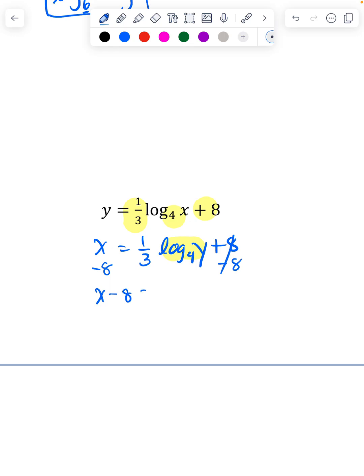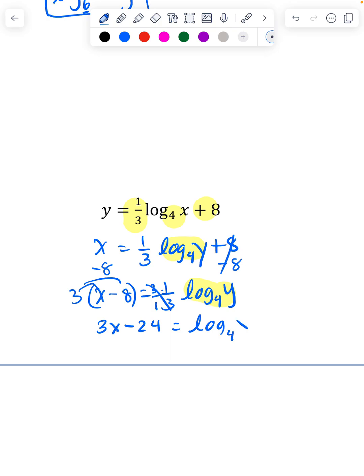x minus 8. I always have to get either the log or the exponent part alone, so I'm still trying to get this alone. So to get rid of the 1/3, I'm going to times it by 3, and I'll multiply this whole side by 3. You can either leave it like that, or you could distribute the 3 and make it 3x minus 24, whatever makes you happy. And then that's going to equal log base 4 of y.